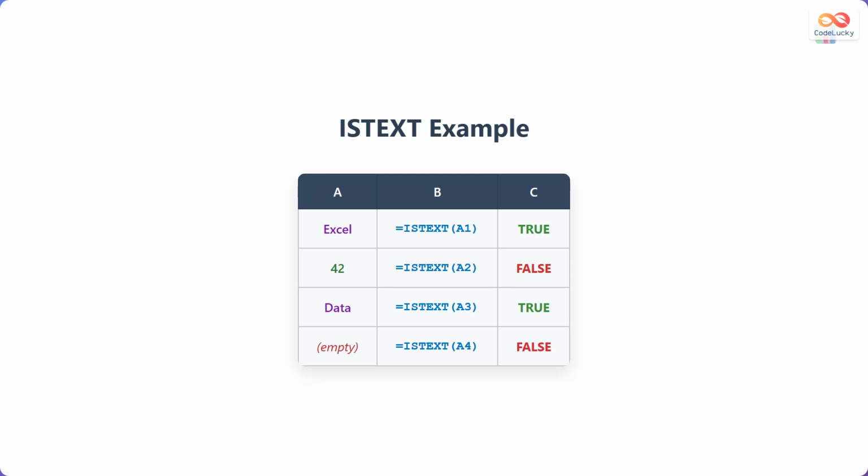In the second row, cell A2 contains the number 42. The formula in cell B2, =ISTEXT(A2), returns false because cell A2 contains a number.